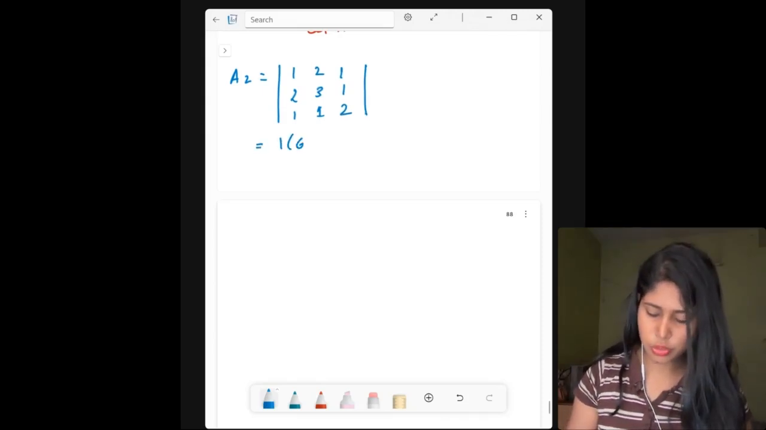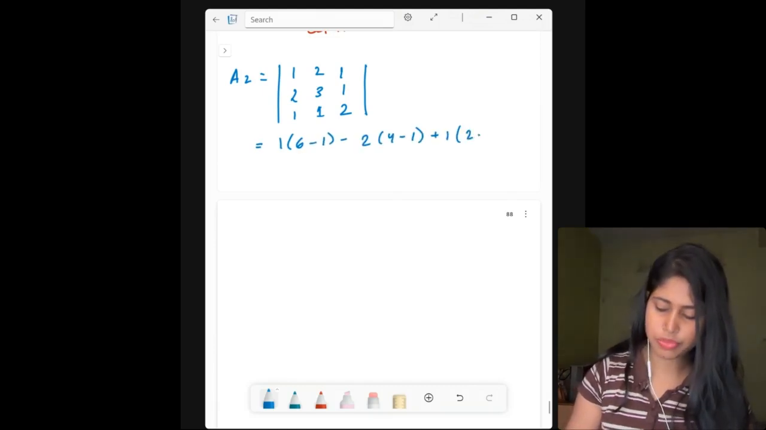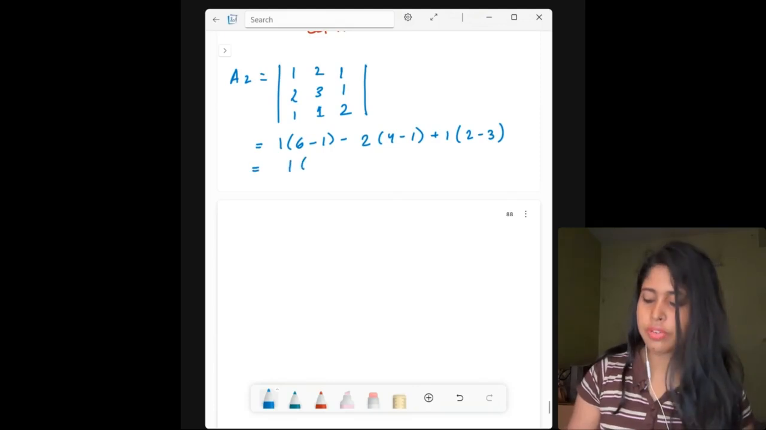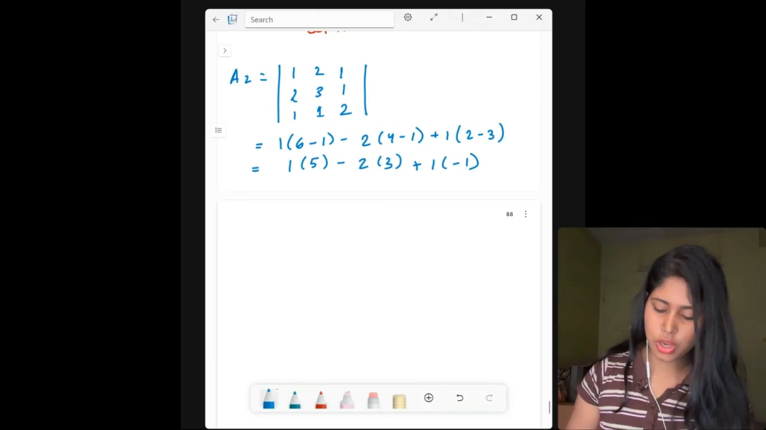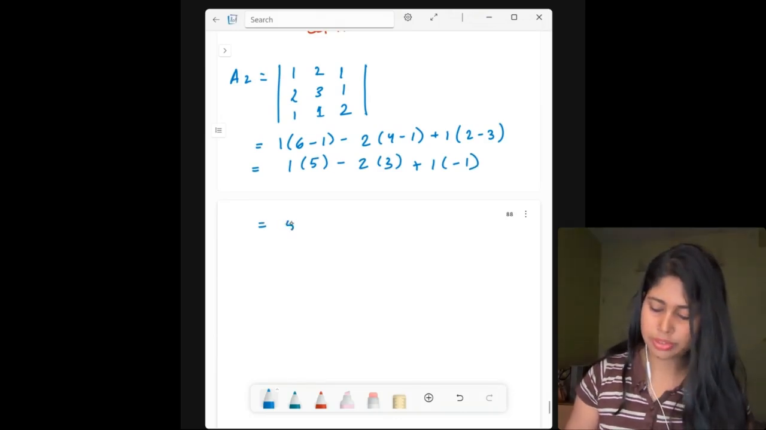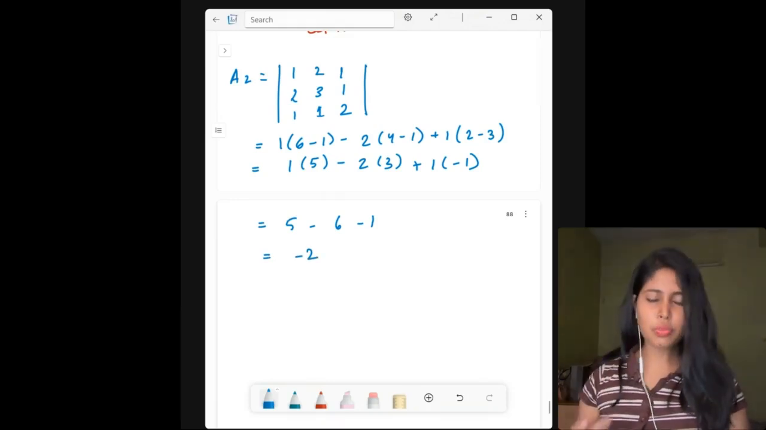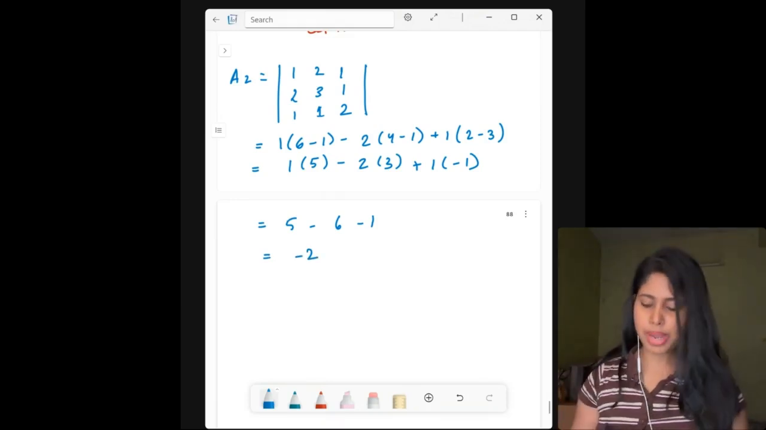1 into 6 minus 1, minus 2 into 4 minus 1, plus 1 into 2 minus 3, will be equal to 1 into 5 minus 2 into 3 plus 1 into minus 1. So how are we getting it? 5 minus 6 minus 1. So it is basically minus 2. So from here we got the determinant of A2 to be minus 2.